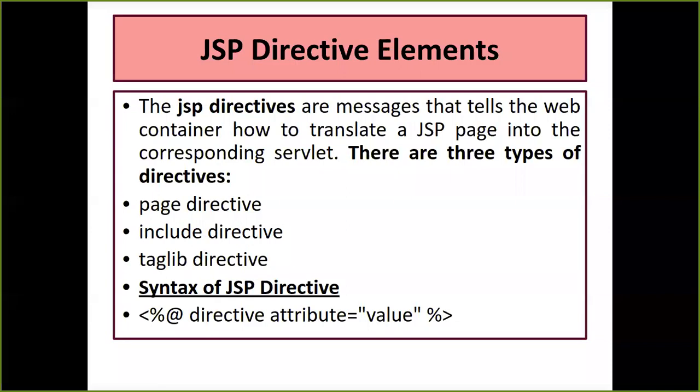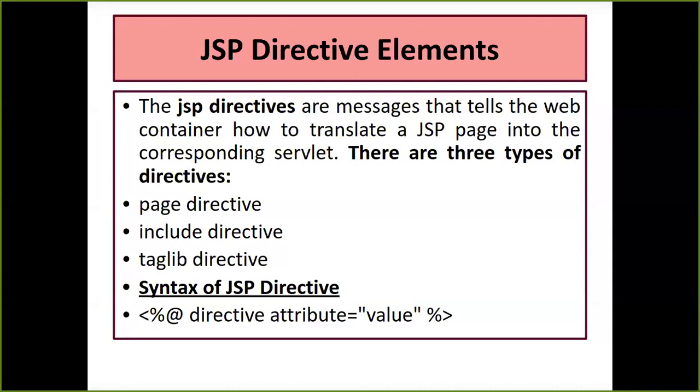Now the second thing is your JSP directive elements. The JSP directives are actually messages which tell the web container or servlet container how to translate your JSP page into the corresponding servlet. So how that conversion happens is with the help of your JSP directive elements. You are going to make the web container understand how the translation happens between your JSP and the servlet.